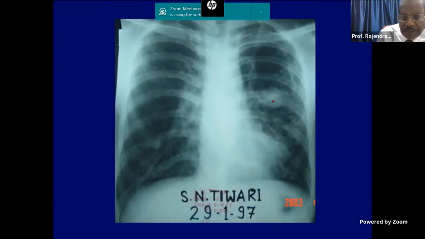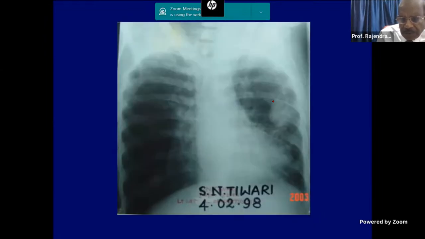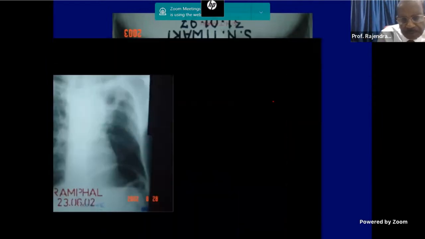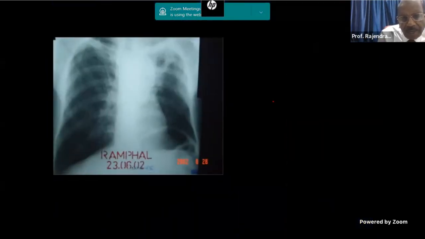In this case, you see that the aspergilloma is moving. This is a PA view. This is another view when it has moved to the other side. A left lateral decubitus view was done. And then this is the Trendelenburg position where the ball has moved. And this is another picture with a cavity.